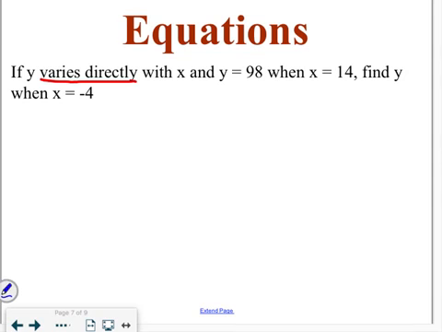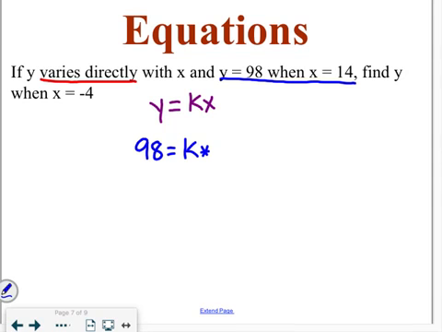So the first thing we need to do is find that k value. It tells us when y is equal to 98, x is equal to 14. So I can plug that into my equation to figure out k. y is equal to 98, k we don't know, and x is equal to 14. To solve that, divide both of those by 14, and I end up with an answer of k is equal to 7.